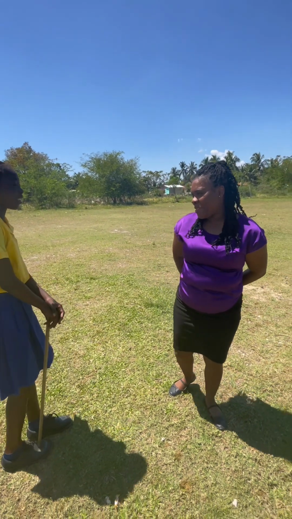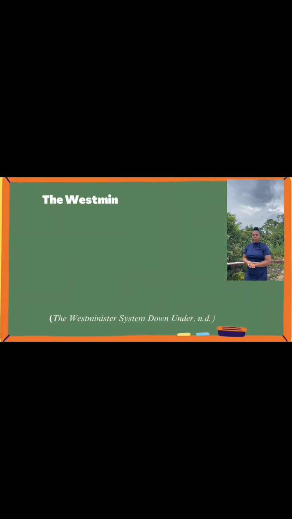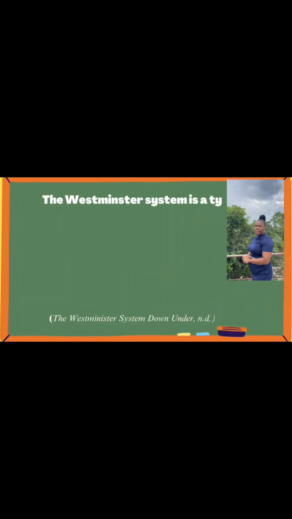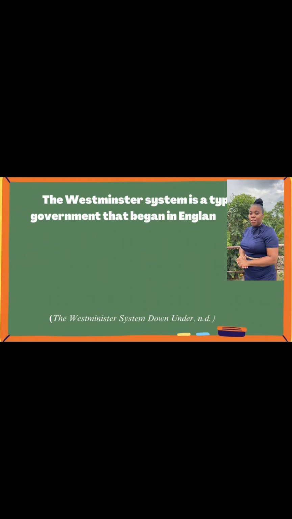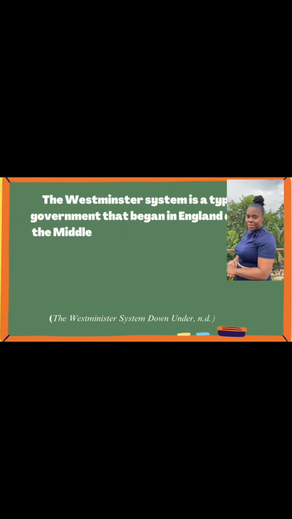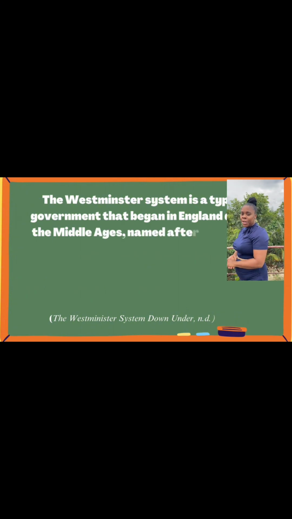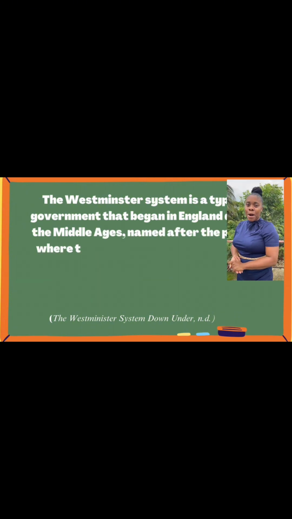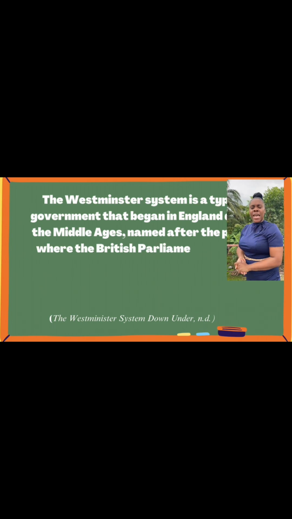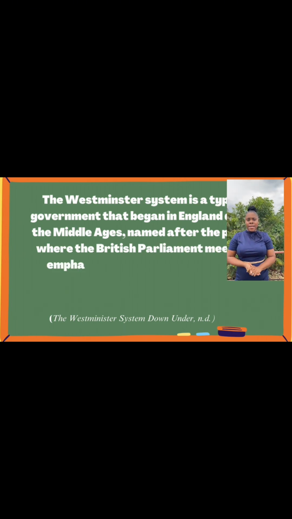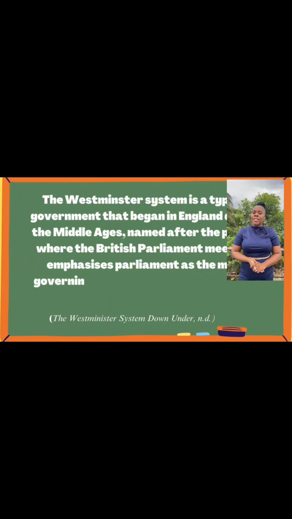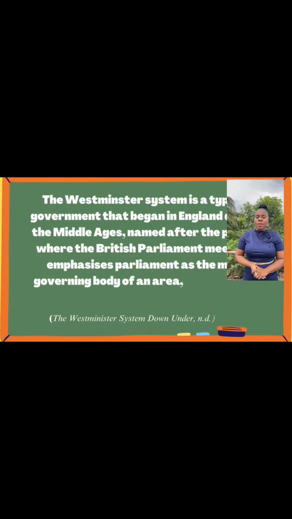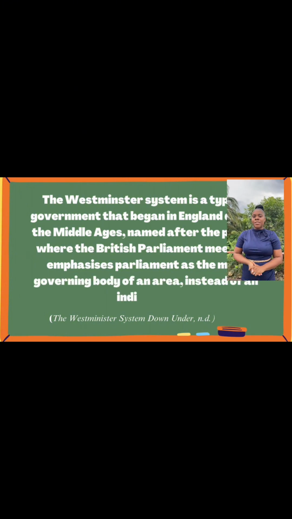Alright, Natasha, thank you. Well, the Westminster Model of Government is a system of government that began in England during the Middle Ages, named after the palace where the British Parliament meets. It emphasizes Parliament as the main governing body of an area instead of an individual.